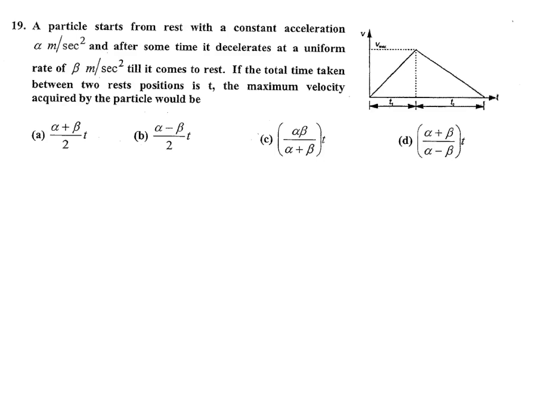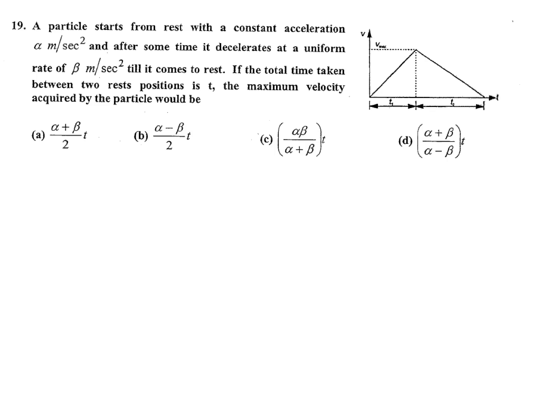This is ISRO question paper Engineering Mechanics Part 3. A particle starts from rest with a constant acceleration alpha meter per second square, and after some time it decelerates at a uniform rate of beta meter per second square till it comes to rest. If the total time taken between two rest positions is t, the maximum velocity acquired by the particle would be how much?